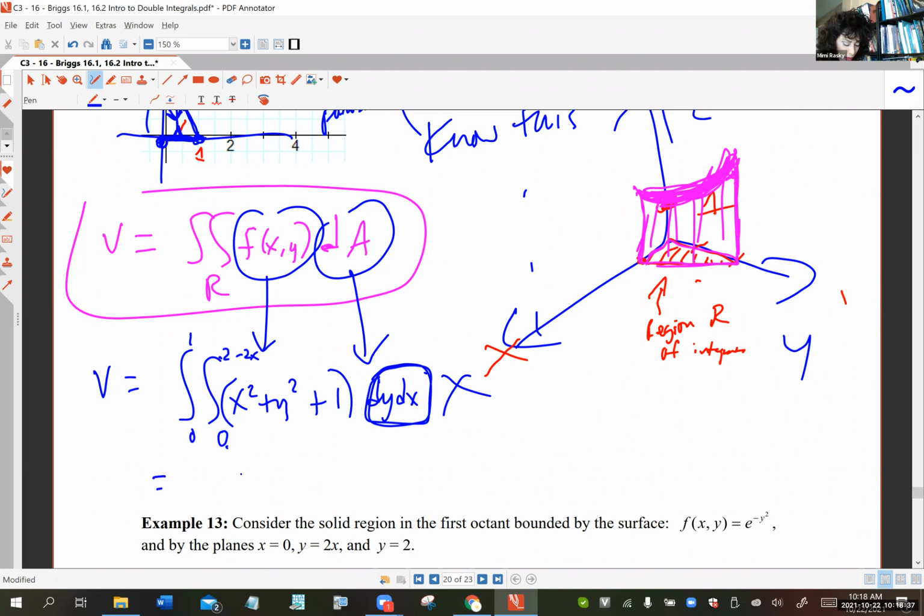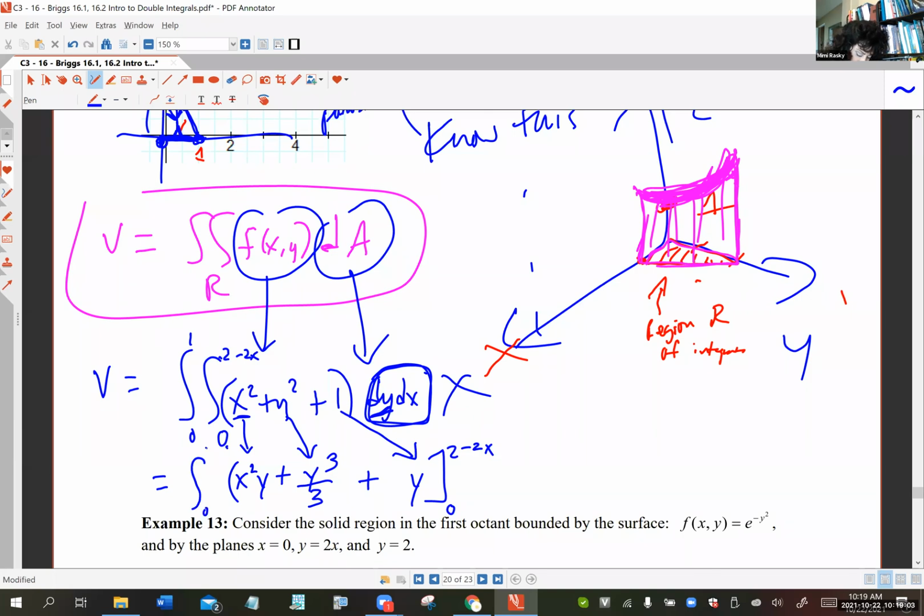Okay, here we go. We're going to integrate with respect to y first, which means you hold x constant. So the antiderivative of x squared with respect to y is x squared y. The antiderivative of y squared with respect to y is y cubed over 3. And the antiderivative of 1 with respect to y is y. Now you evaluate between the limits. I'm going to continue to write the outermost integral down because it's still there. It hasn't disappeared.